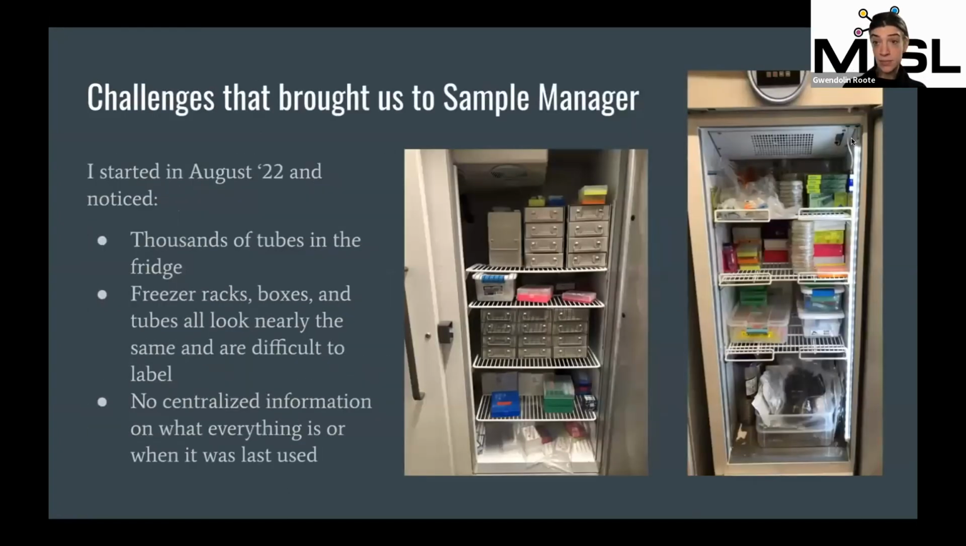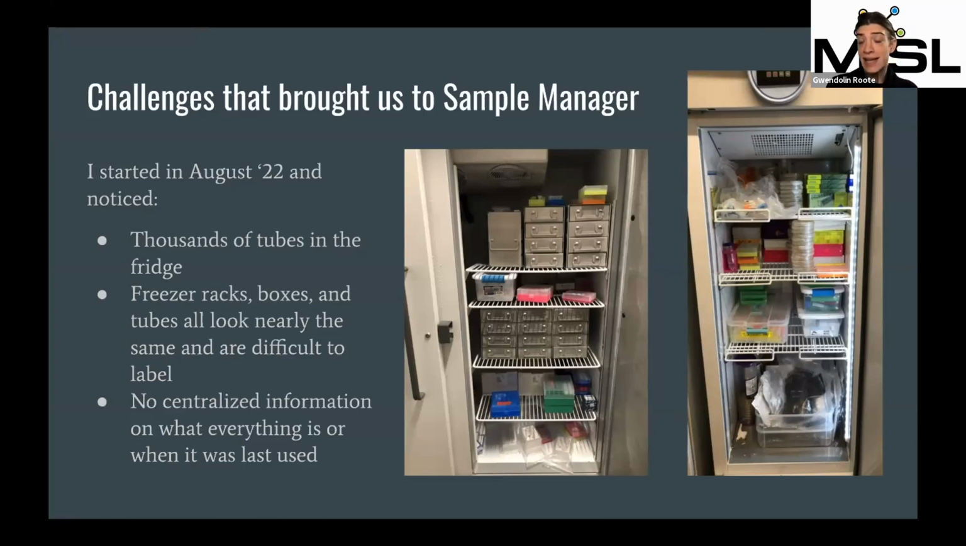So some challenges that brought us to Sample Manager in the first place. I started as the lab manager in August of last year, and there are a couple of things I noticed when I started. We're a pretty new lab. I think our lab was founded in 2017. Without any other wet labs in the computer science department, we had to make a lot of decisions and create things from the bottom up. There wasn't a very good pathway set up in our department, so there were some things that we had to figure out.